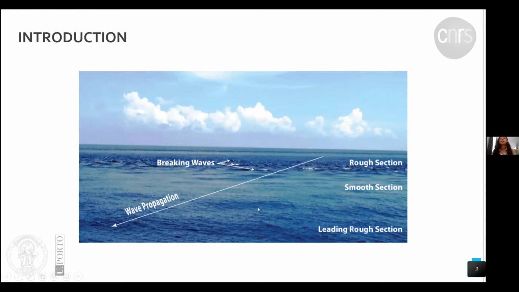Here in this picture, we have an internal wave that is propagating in the ocean. And here we can see, for example, a rough section followed by a smooth section, followed again by a rough section. And in this second rough section, we can see evidence of breaking waves on the sea surface in a lot of places.